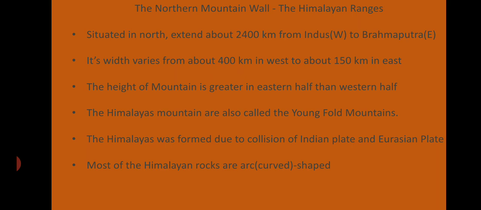The height of this mountain in the eastern half is greater than the western half. The division of this eastern and western half is 88 degree east longitude. The region towards the east of 88 degree east longitude is the eastern half of the Himalaya, and the region towards the west of 88 degree east longitude is the western half of the Himalaya. This is a new formation, and Himalaya is still undergoing formation. So this is also called the young fold mountain.